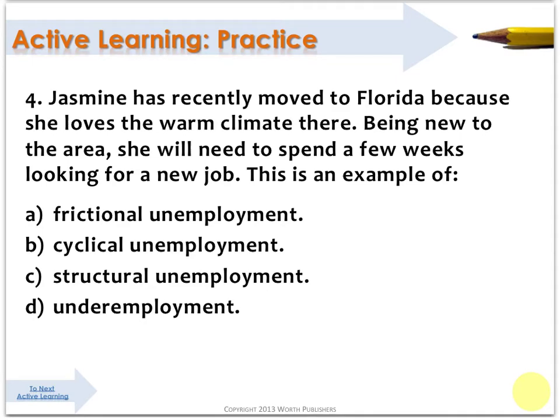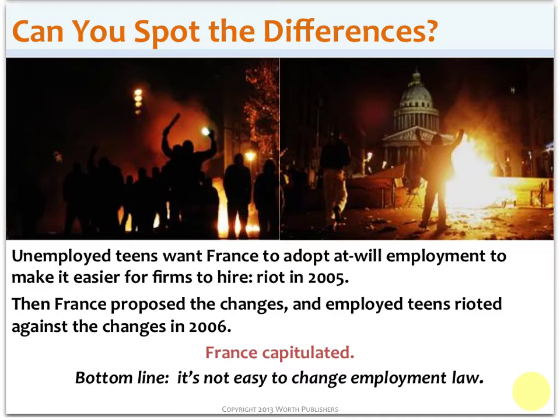Here's another optional quiz question. Here's a look at how difficult it is to change employment law. The two pictures look eerily similar, but they are riots from different sides of the employment fence. Unemployed teens want France to adopt at-will employment to make it easier for firms to hire and fire over here in 2005. And then, as France proposed the changes, the employed teens, worried about losing their jobs for the new laws that would make it easier to fire, rioted.